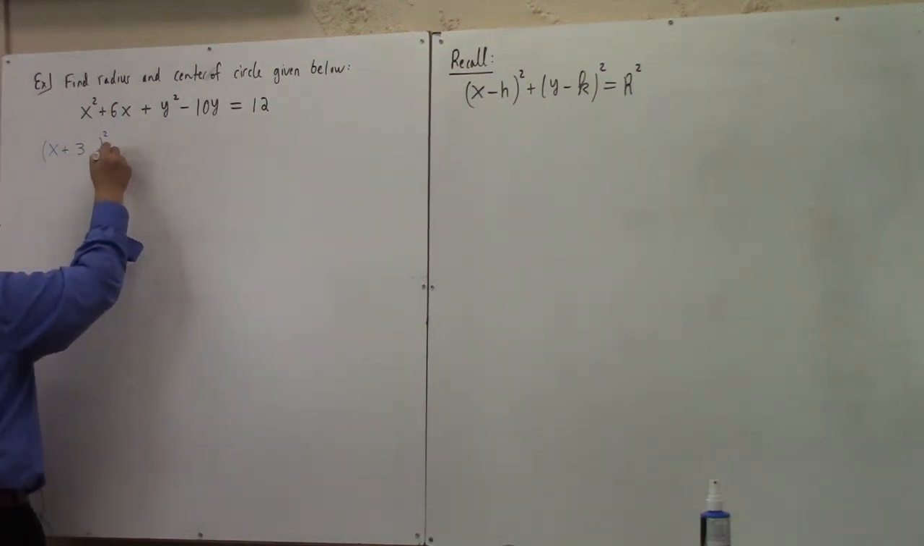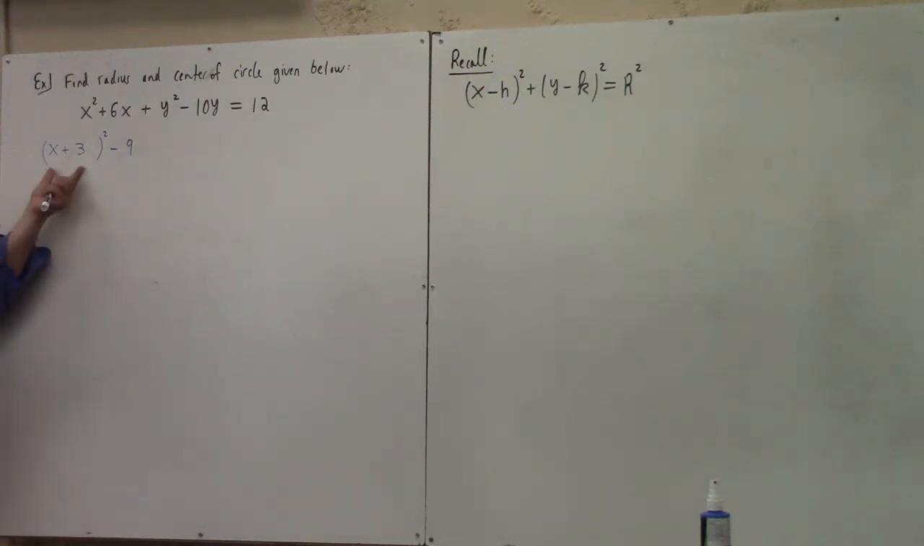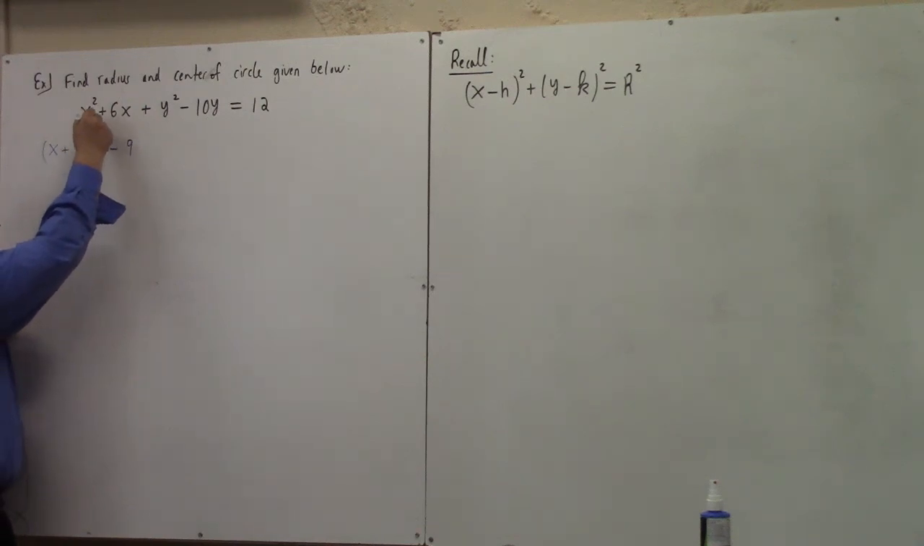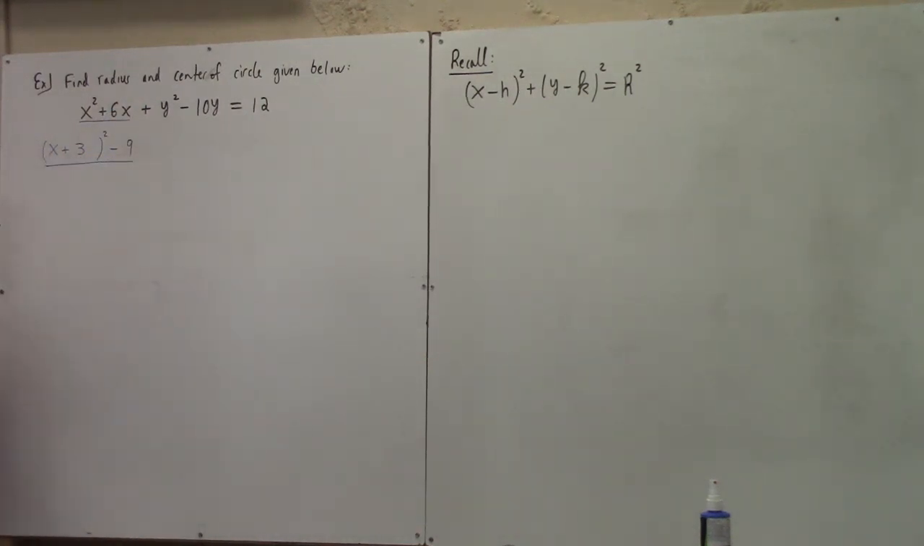Let's see here. So, minus 9, to be fair, right? Because if I do x plus 3 squared, I get x squared plus 6x plus 9. There's no 9 here to start with, so I have to subtract 9 to maintain equality. So what I'm doing is taking these 2 terms and rewriting them as the difference of that square and 9. This is called completing the square. So you take half of the coefficient of x, and then you subtract the square of that.